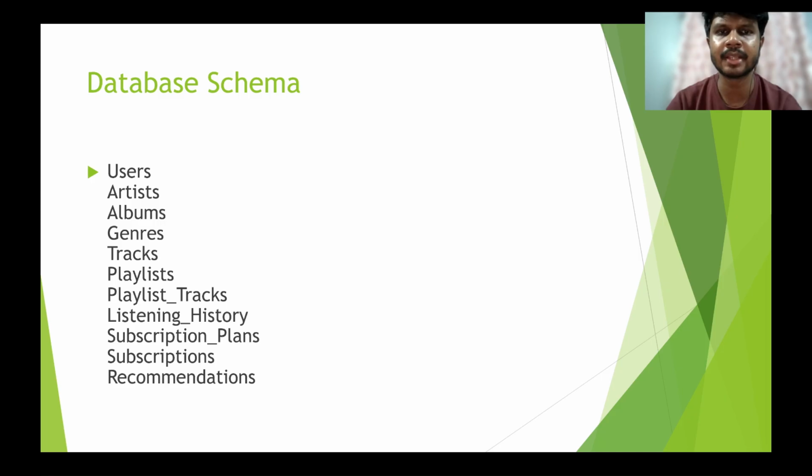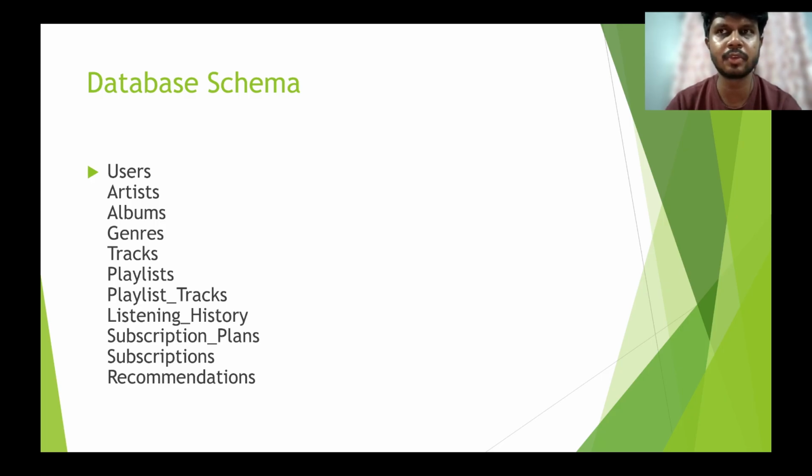Then the next is the track table, and it is one of the most important because it stores details such as track name, duration, popularity, energy, tempo, etc. And next is the playlist table, and this stores playlists created by the user. And next is listening history. This table stores every song played by the user.